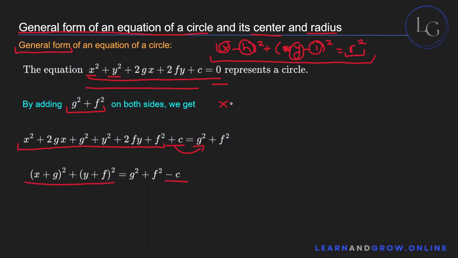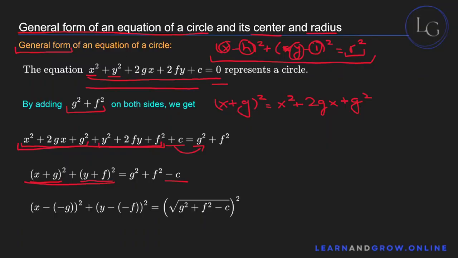Well, you know that (x + g)² is equal to x² + 2gx + g² upon expansion, and that's exactly the three terms you have over here, right? So you can consolidate these three terms into (x + g)², and the remaining three terms, this y² + 2fy + f², you can use the same logic and you can consolidate it into (y + f)², right? So now you have this.